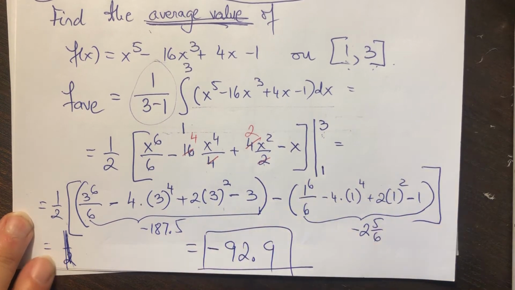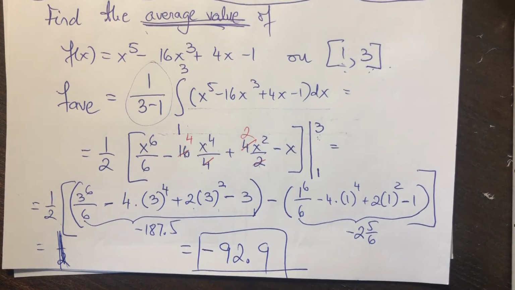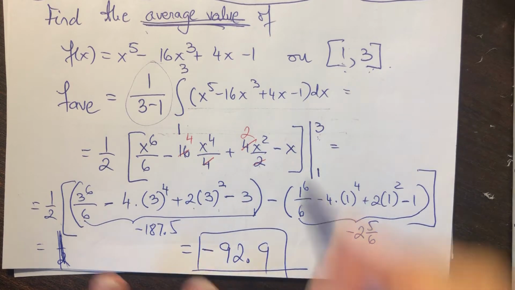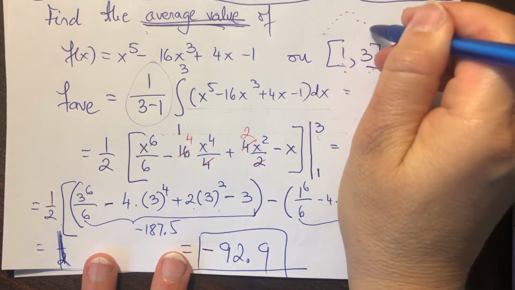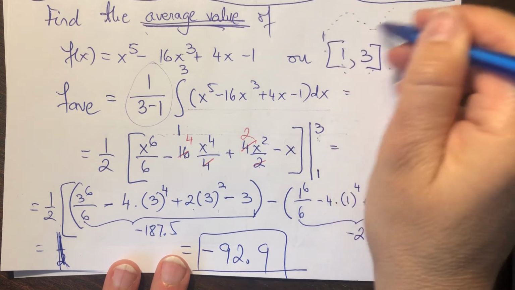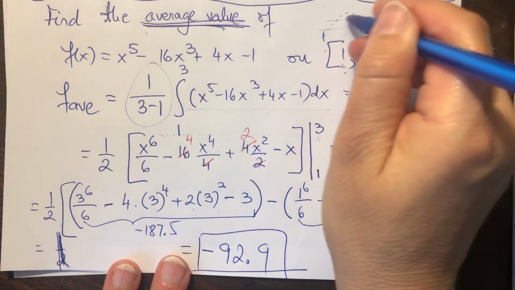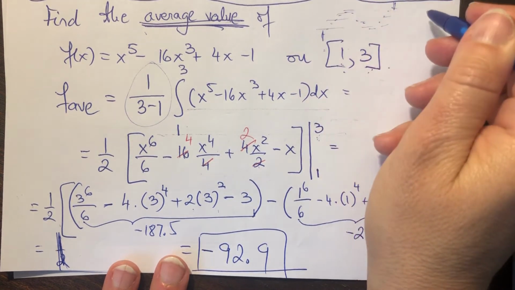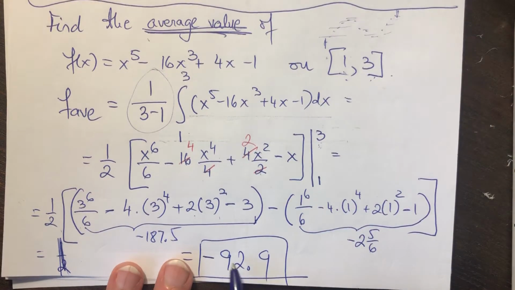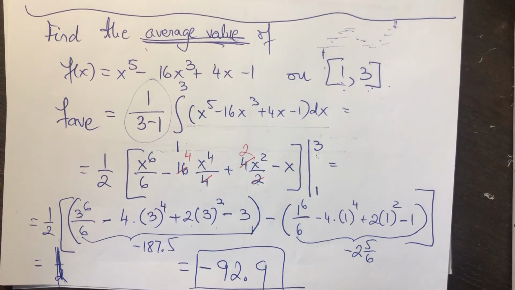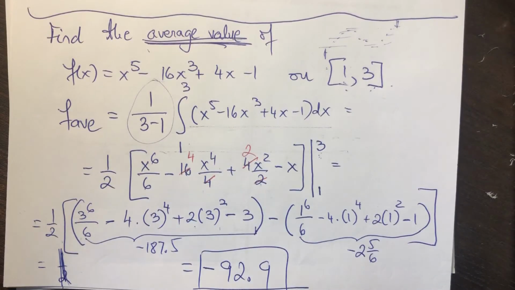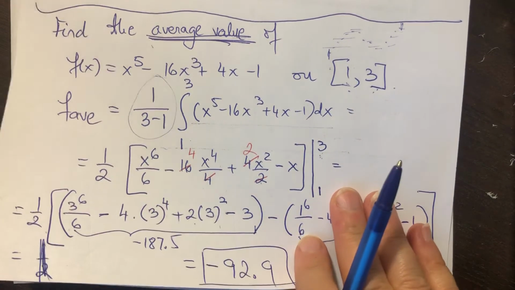Now, this is not square units or anything. It's an average value of a function. So if you look at all the values of the function on this interval from 1 to 3, the average height, yes, between all these y values is simply going to be negative about 93, right? So that's what that simply means. It's a number. Don't put units to it for once. Okay, so let's continue.